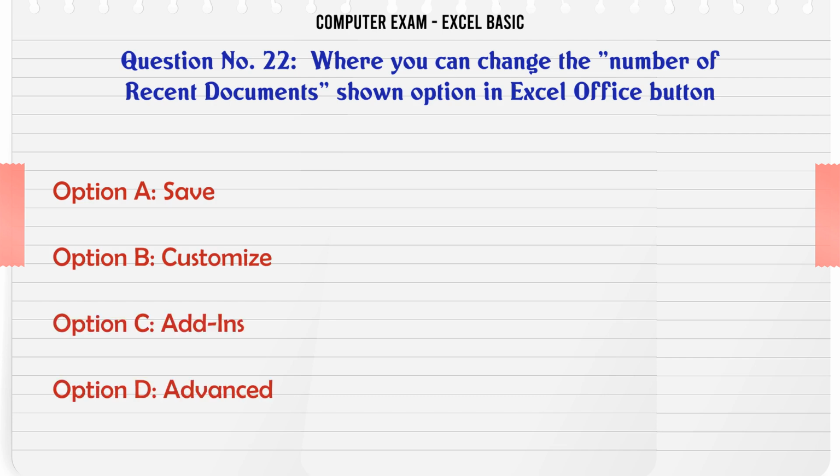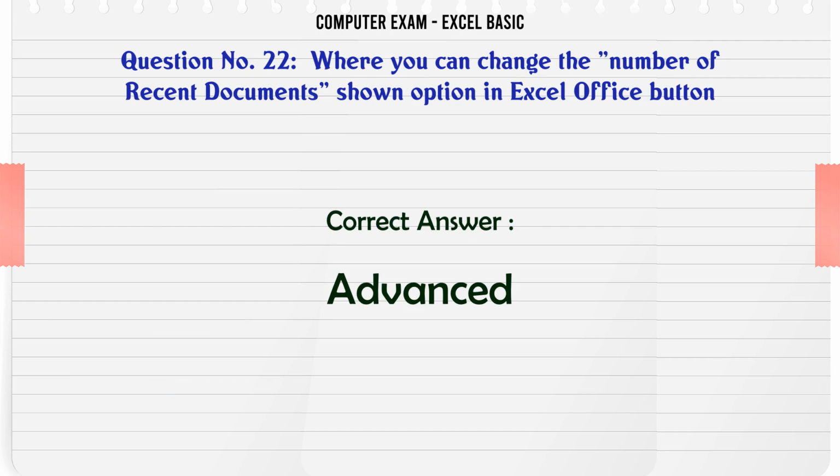Where can you change the number of recent documents shown in Excel's Office button options? A. Save, B. Customize, C. Add-ins, D. Advanced. The correct answer is advanced.